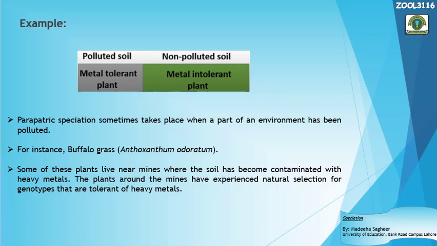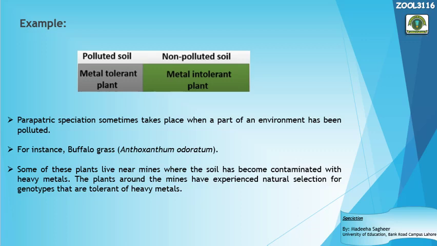Let's read it. Parapatric speciation sometimes takes place when a part of an environment has been polluted. This is what we have talked about. For instance, buffalo grass. This is one of the species of buffalo grass. Some of these plants live near the mines where the soil has become contaminated with heavy metals. Buffalo grass has spread over a large geographical area, but the grass near the mines is subjected to the contaminated soil.